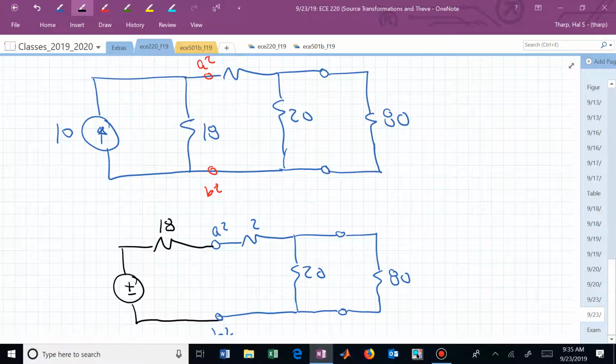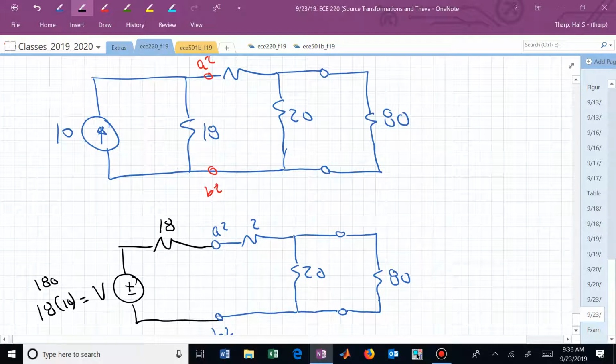What's my open source voltage across terminals A2, B2, or what's the voltage source value here? If you virtually erased everything to the right of A2, B2, what would be that voltage dropped across A2, B2? I'm covering it up if you can't tell. I've now covered up the circuit to the right of A2B2. What's the voltage dropped across A2B2? 18 times 10, 180. That's this V. This V is now 180 volts.